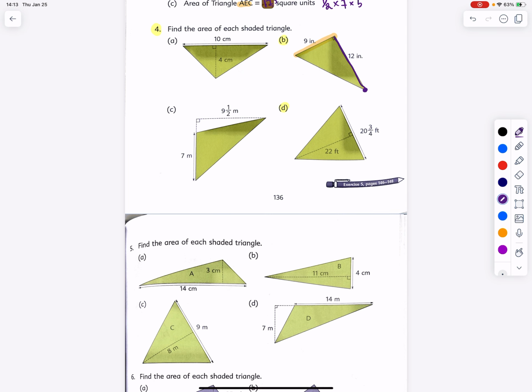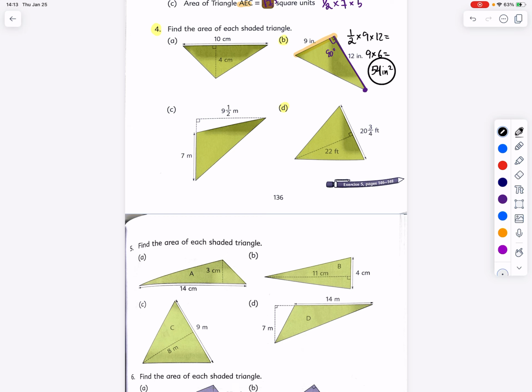It's helpful to rotate your book. That is 90-degree perpendicular to the base. And the calculation will be very simple. Half of 9 times 12. Let's use the commutative property, and we have 9 times half of 12, which is 6, which gives us 54 inches squared. 54 inches squared. Next example, D.